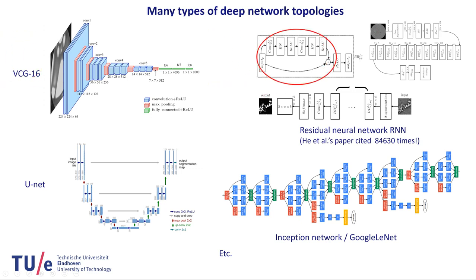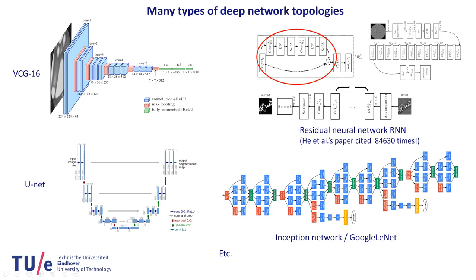You have residual neural networks, and residual means that you have a network and you also look at the original signal that you add up. And this turns out to be a fantastic trick. It was published in a paper by Kaiming He, and this paper is now cited 84,000 times or more. It's the most famous neural network now. It's called ResNet. And you have Inception networks, etc., etc.